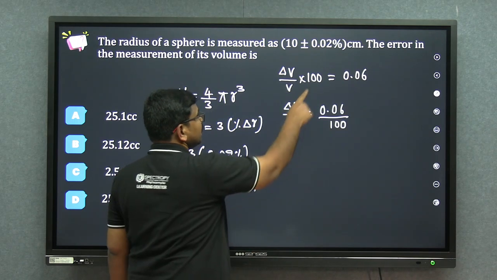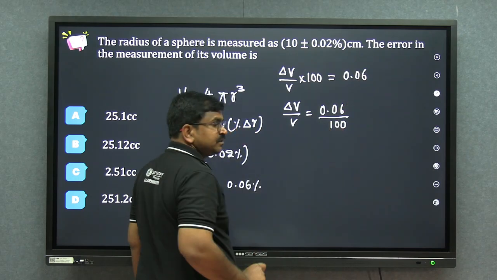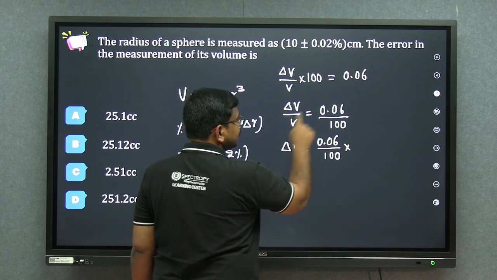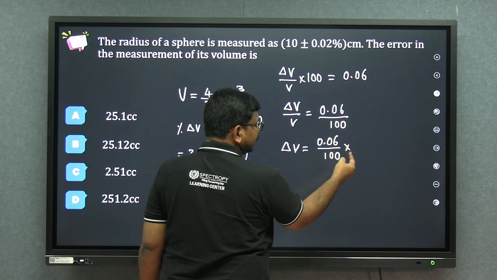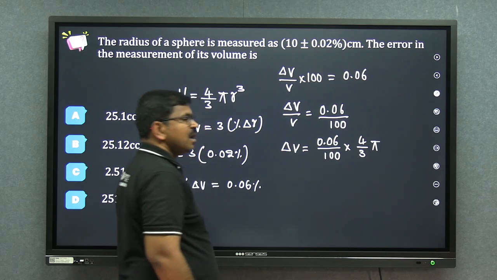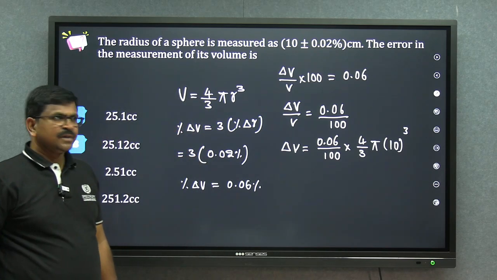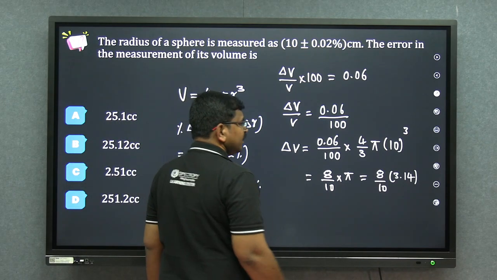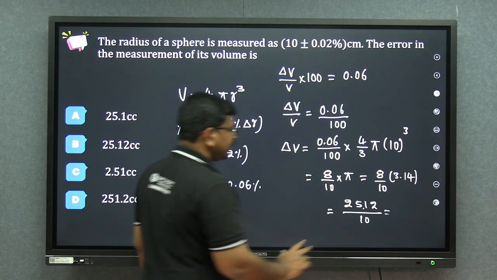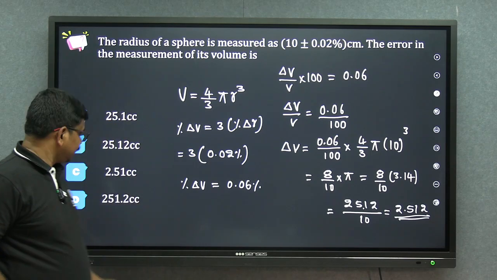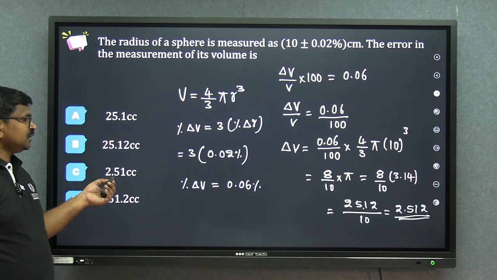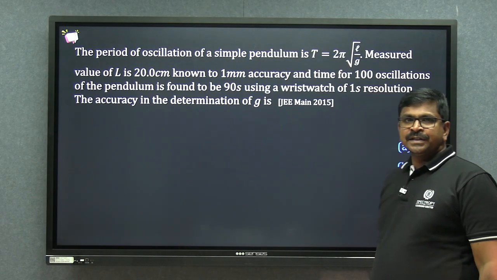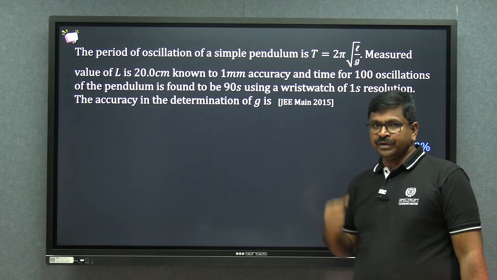Now, delta V by V equal to 0.06 by 100, the 100 is taken that side and it becomes division. So delta V equal to 0.06 divided by 100. This V is coming this side and becoming multiplication, into what is V? 4 by 3 pi r cube, r value 10. By simplifying this, I am going to get 8 by 10 times pi, and 8 into 3.14 by 10, I am going to get 2.512, which is 2.51 cc.